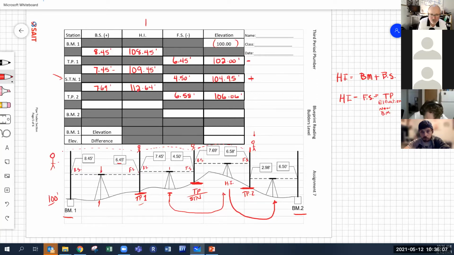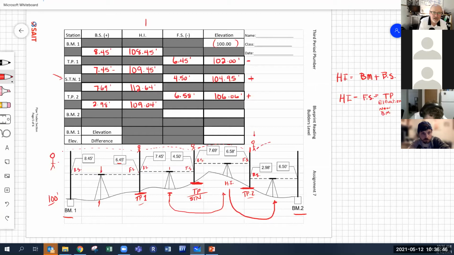Once I move my instrument to a new location, I can take a back sight at TP2, and that tells me it's 2.98 feet. And now I can determine the height of the instrument by taking the known elevation at TP2 and adding my back sight to get my height of instrument. And that should come out to 109.04.